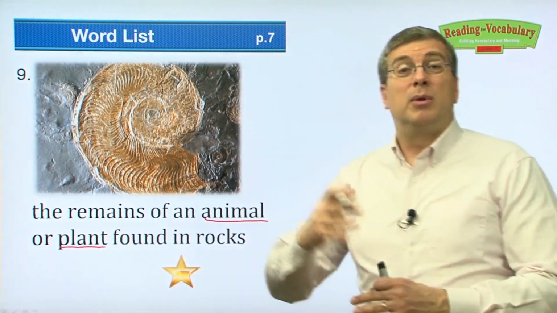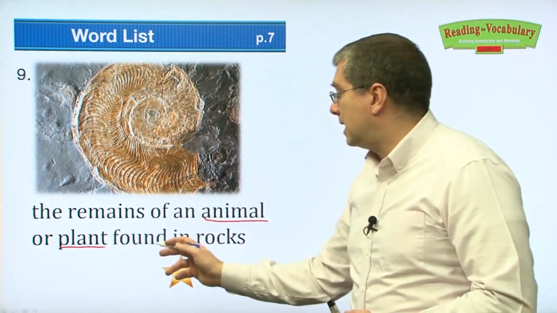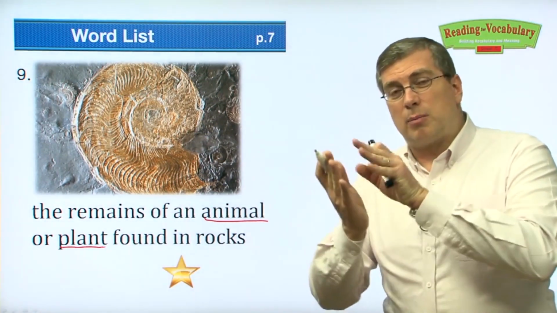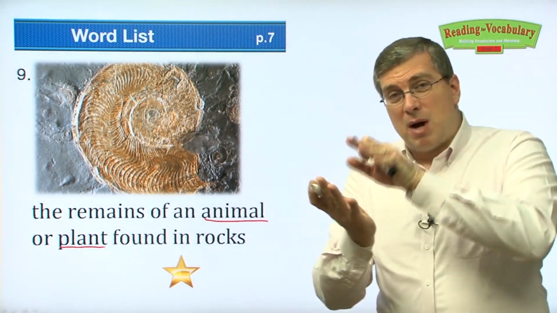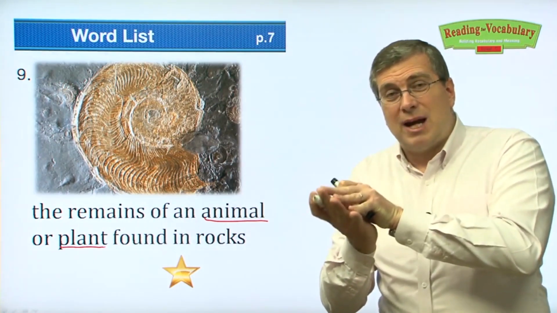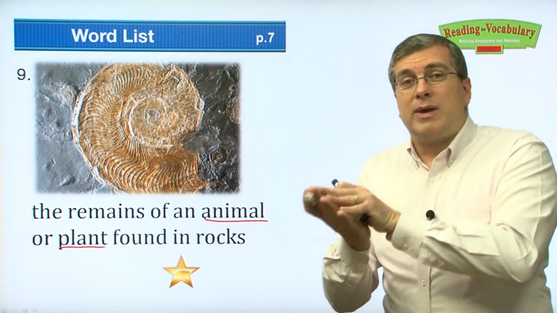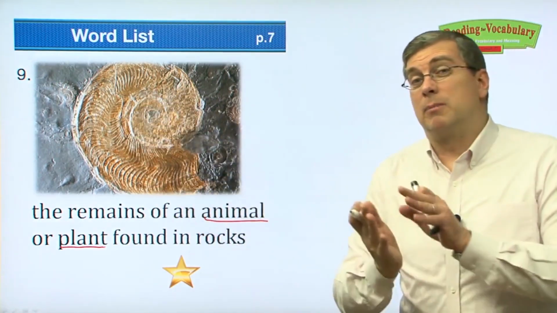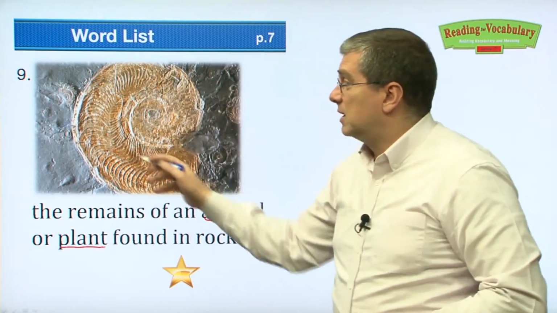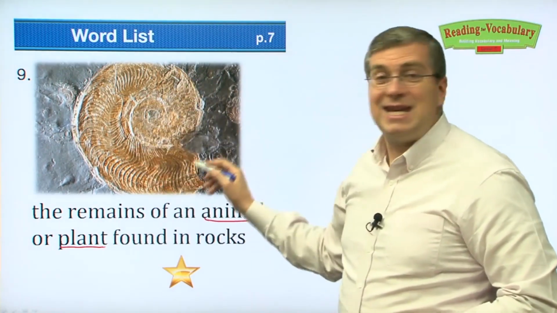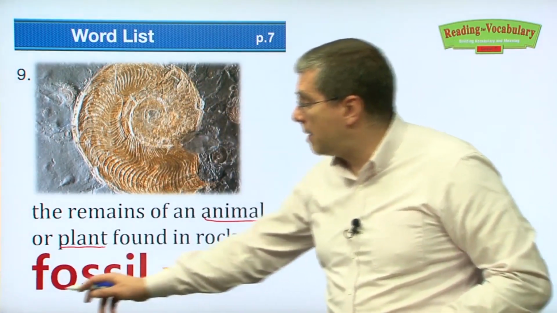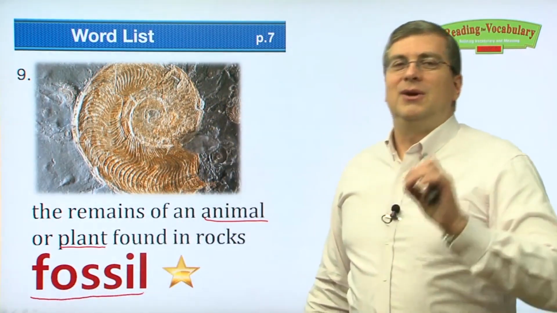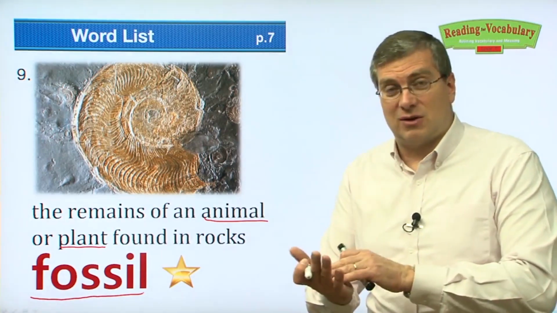Not just animal, but also plants leave remains, and you can find them in the rocks. Usually the animal or plant dies in mud, and the mud is compressed under pressure, and that mud becomes rock. Well, the imprint of the animal's body or the plant's body is left or made into the rock. And these are very neat if you find them. What am I talking about? I'm talking about fossils. It's very cool, very neat if you find a fossil in the rock.